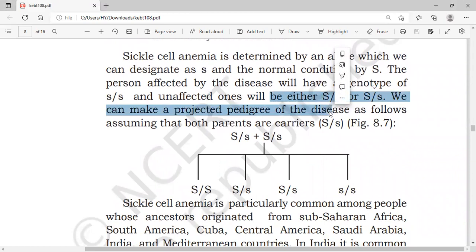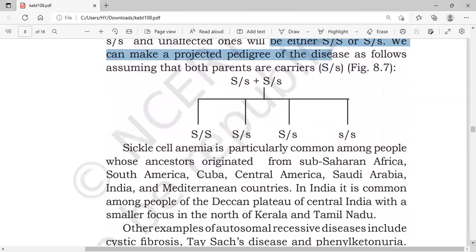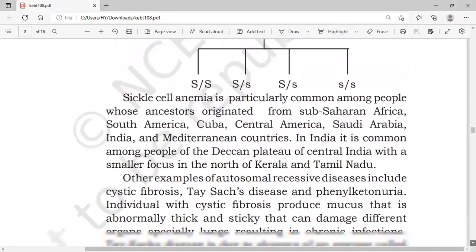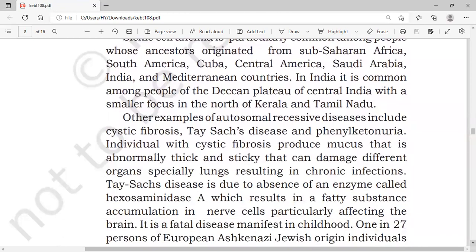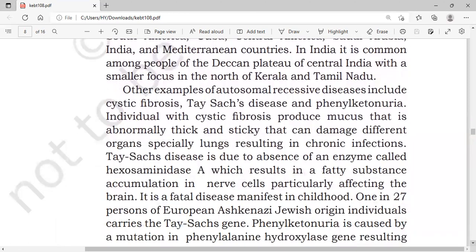We can make a projected pedigree of the disease as shown in the figure, assuming that both the parents are carriers. Sickle cell anemia is particularly common among people whose ancestors originated in sub-Saharan Africa, South America, Cuba, Central America, Saudi Arabia, India, Mediterranean countries. In India, it's common among people of the Deccan Plateau of Central India, with a smaller focus in north of Kerala and Tamil Nadu.